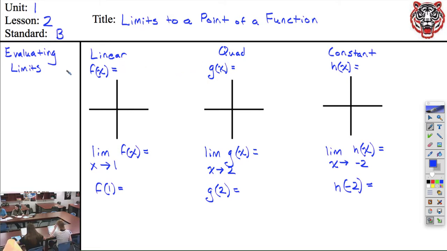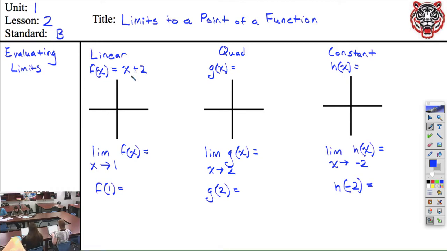So, evaluating limits. Yesterday we did just to a point, but now we're doing it with functions. Give me an example of a linear equation. Y equals 2x. And another example of a linear equation. X equals 2. Yeah, that would technically be linear. I think it would be more of a constant, but yeah, that works. I'm going to do an example, x plus 2.